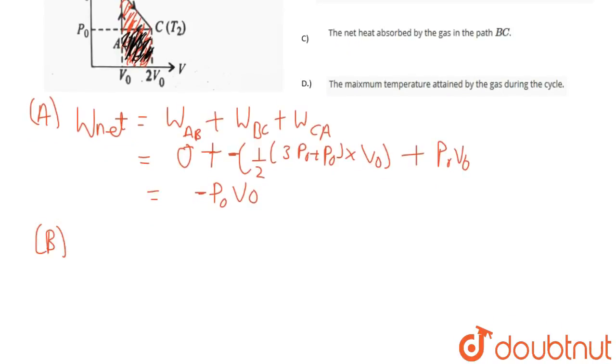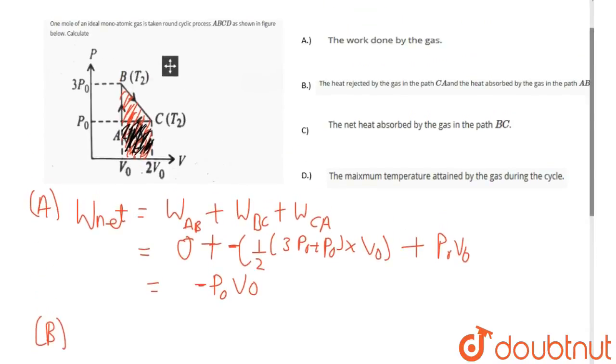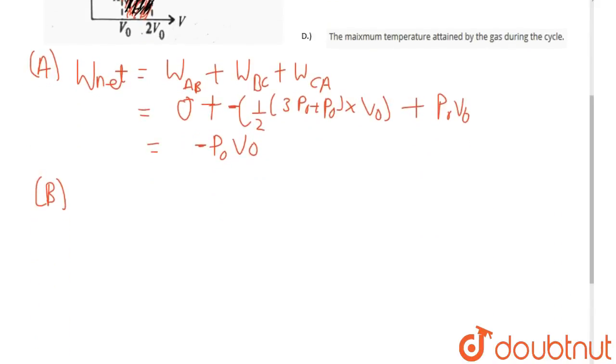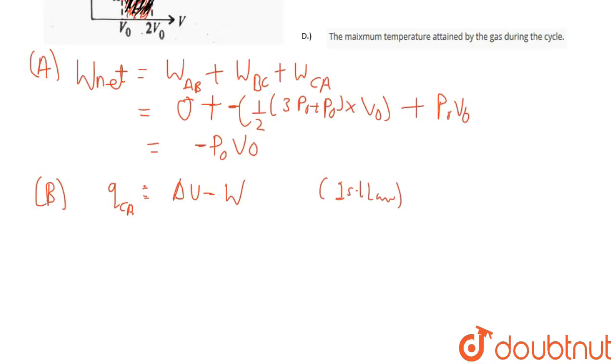Now coming to part B of the question. The heat rejected by the gas in the path CA. If you see the path C to A, it's clearly a compression. So if you calculate QCA, and since it's a compression, QCA is delta U minus W. This is via the first law of thermodynamics.